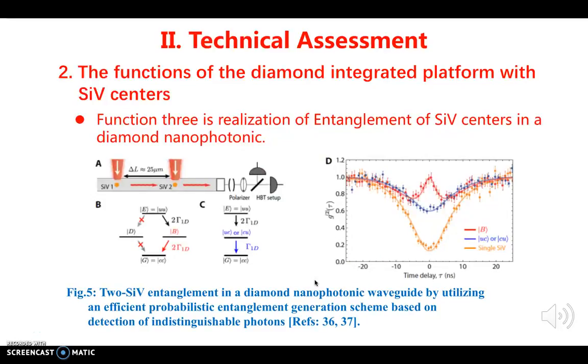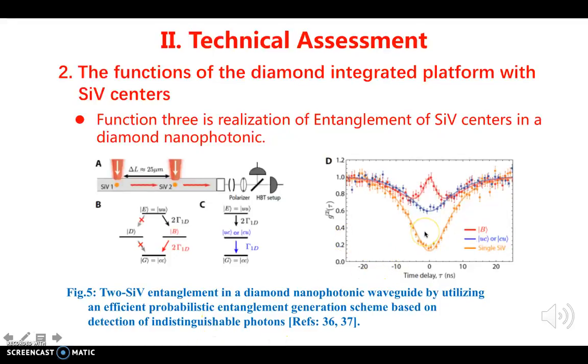Function 3 is that it has the ability to achieve entanglement between two silicon vacancy centers in a diamond nanophotonic waveguide. Figure 5 shows such an entanglement by utilizing an efficient probabilistic entanglement generation scheme based on detection of indistinguishable photons from Raman scattering of two silicon vacancy centers.